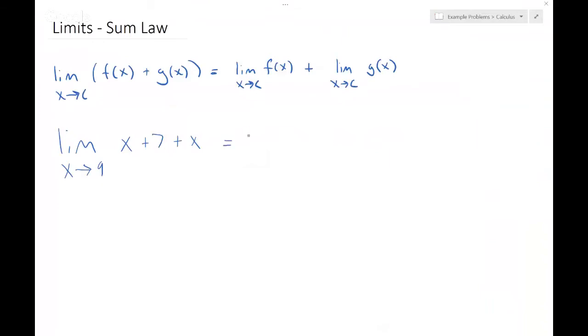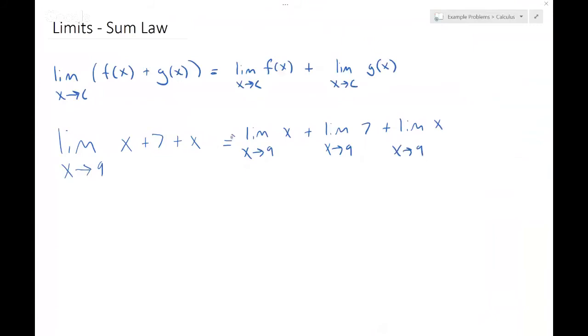So this then becomes the limit of x approaching 9 of x plus the limit of x approaching 9 of 7 plus the limit of x approaching 9 of x.